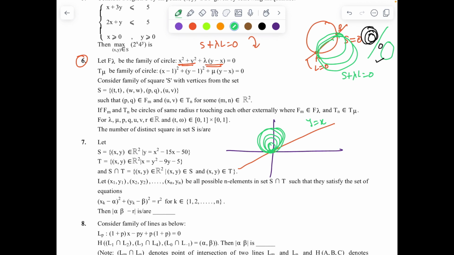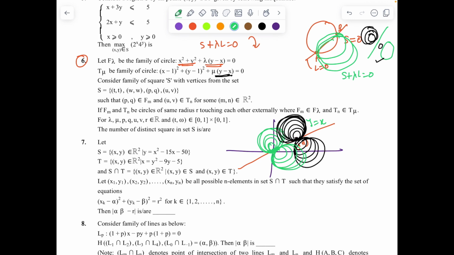Second, let T(μ) be the family of circles (x − 1)² + (y − 1)². So that represents another fixed point (1, 1). Interestingly, both of these points lie on the line y = x, which is also the tangent line. So let's draw their family members over here. There are infinitely many family members, right? Up and down in both directions as well. So many of them will cut, many of them will touch, and so on.